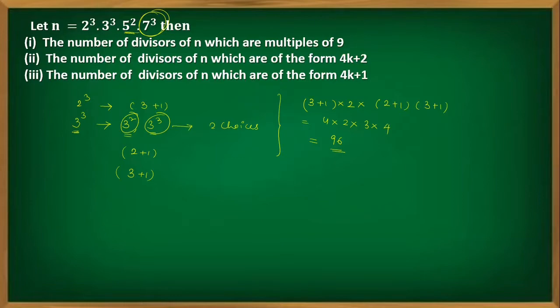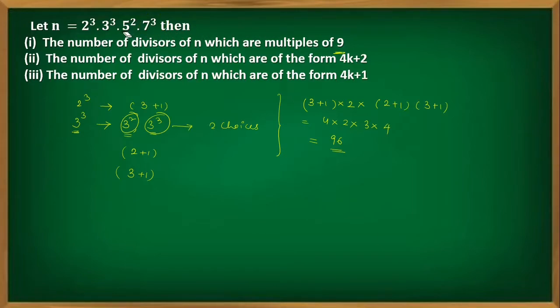In number of divisors, we take all the choices for 3 cube. What are those? You may take 1, you may take 3, you may take 3 square, you may take 3 cube. We will have 4 choices. We say like 3 plus 1 choices, but here we want a multiple of 9. So this and this choice is not going to be included, because if you take only 3, it will become a multiple of 3 but not a multiple of 9, right? So I hope it is clear.